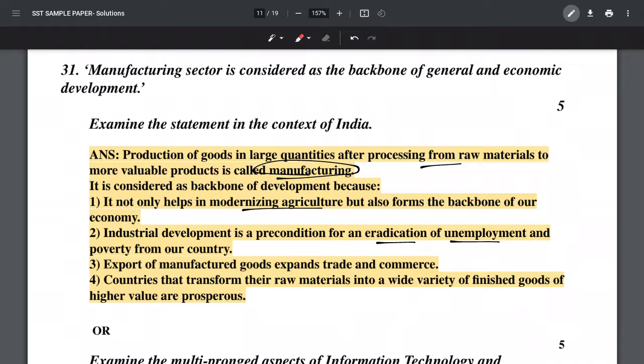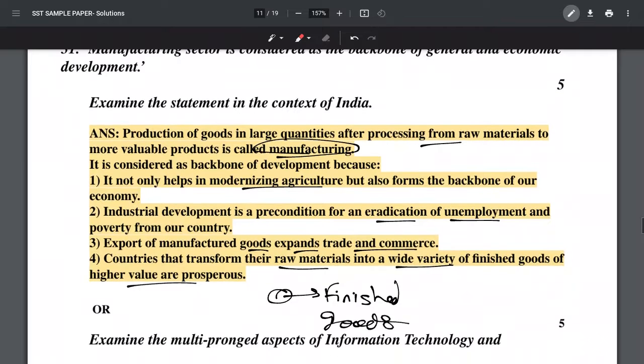Industrial development, more and more industries will grow, so the unemployed people can go and work there at any level, right? So poverty and unemployment will be eradicated. Export of manufactured goods expands trade and commerce. Trading from one place to another, sharing of ideas, that also happens when manufactured goods are expanded. Countries that transform their raw material into a wide variety of finished goods of higher value are prosperous. They convert raw material to finished goods, so those countries are known as developed countries, isn't it?